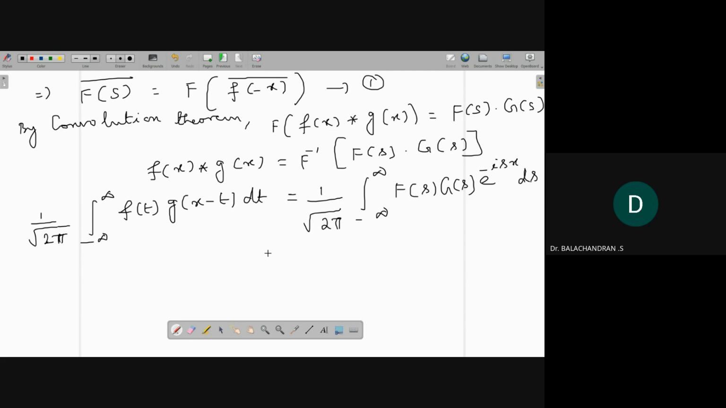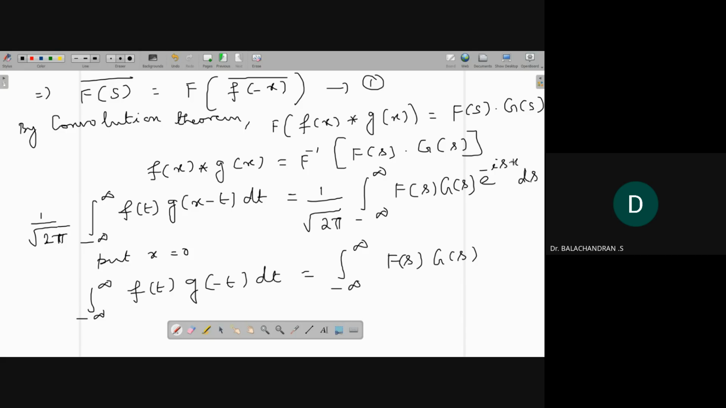Now I am going to substitute x is equal to 0 on both sides. So put x is equal to 0 on both sides. You'll get minus infinity to plus infinity f of t into g of minus t into dt. On the right hand side, minus infinity plus infinity f of s into g of s.